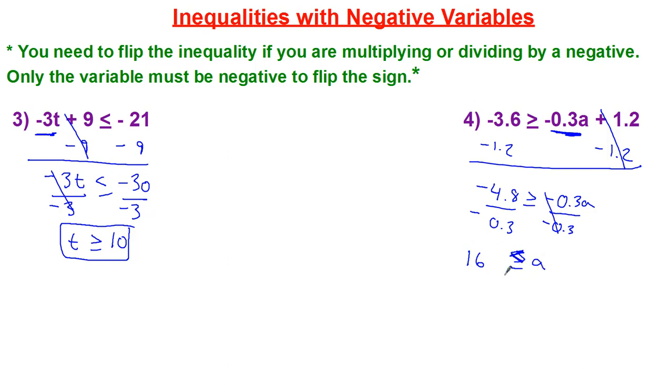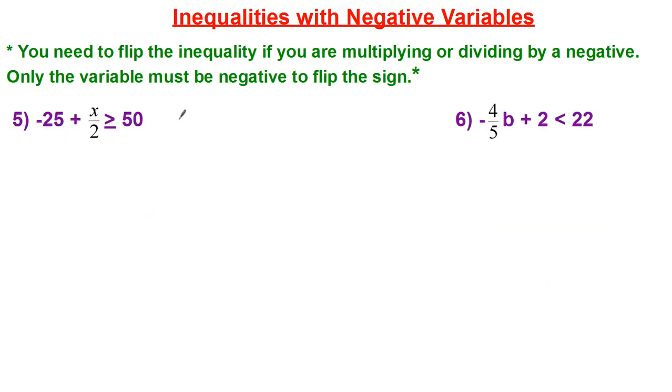This is a little bit awkward because I want to have the variable on the left-hand side, so I'm just going to go ahead and flip everything. So a is then greater than or equal to 16. So my answer would be a is greater than or equal to 16. All right, let's just try two more examples.